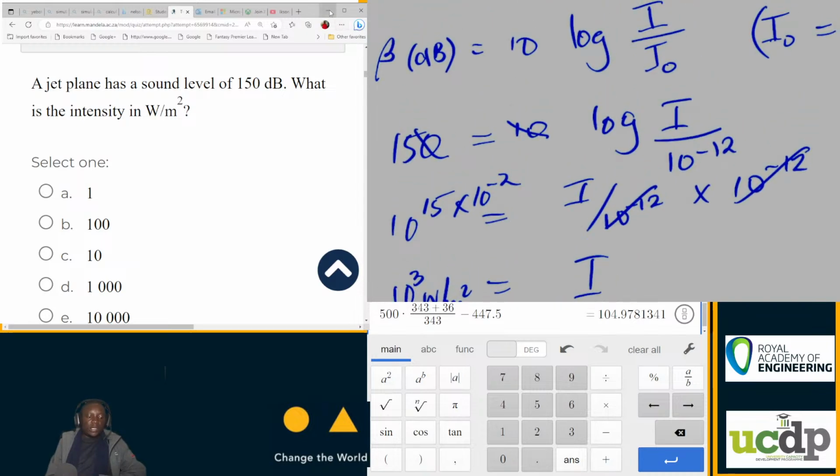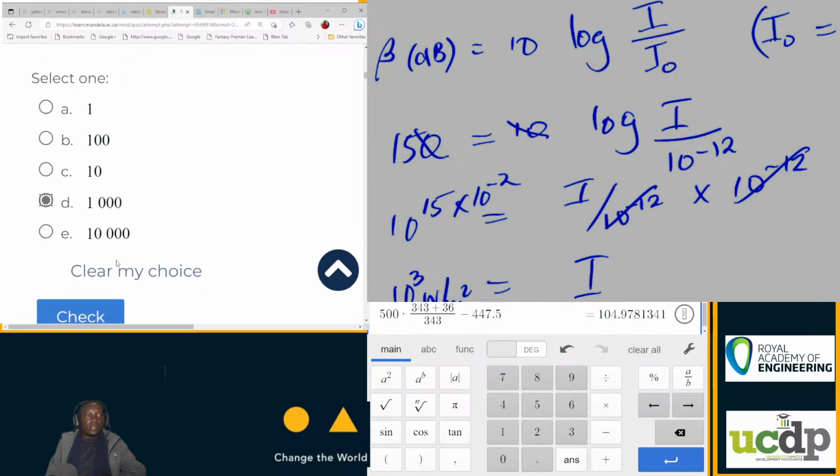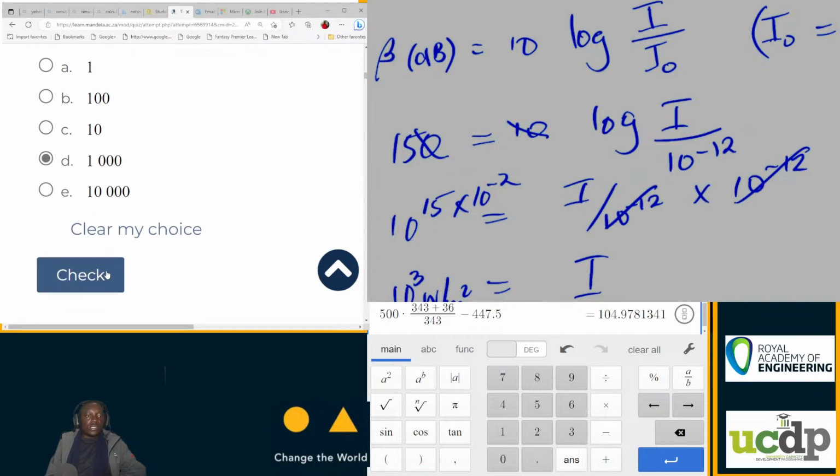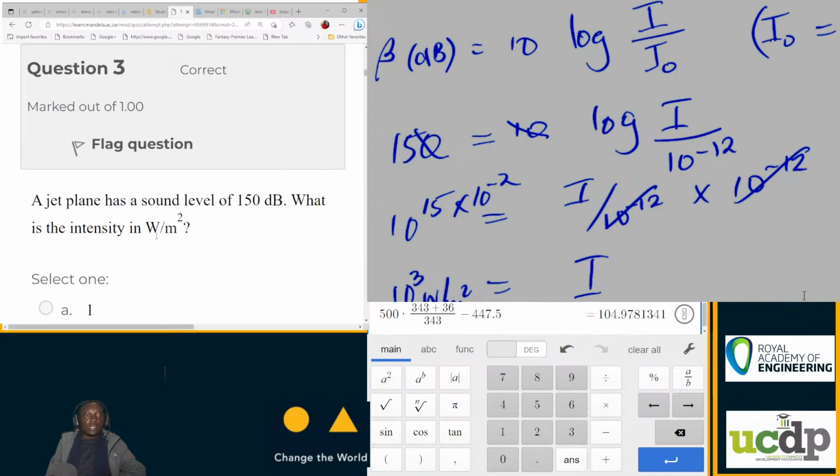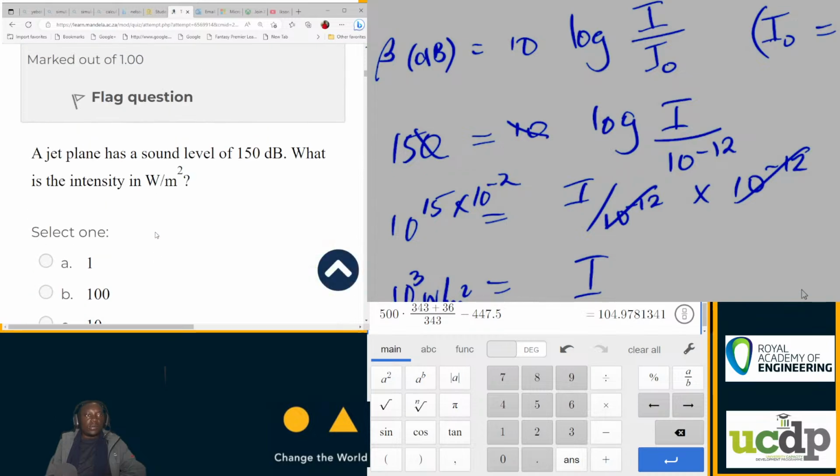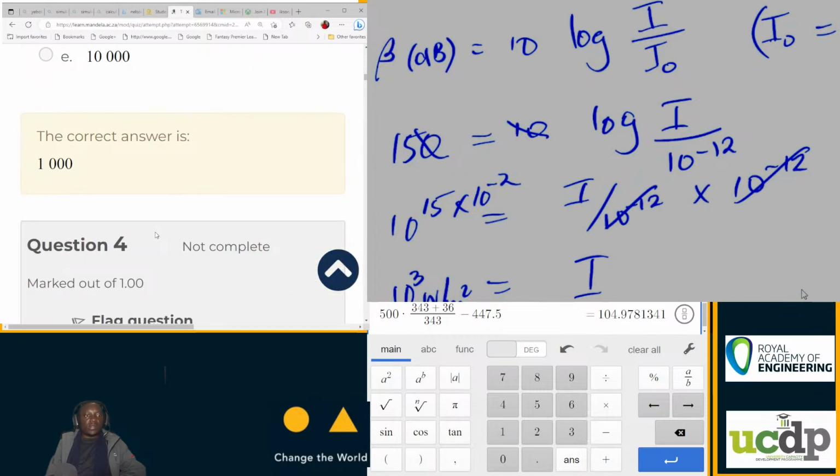So that expression for the sound level in dB is given by 10 log I over I naught, where I naught is the reference intensity given by 10 to the minus 12 watts per square meter. So that gives us that 1,000. You can check the choices there by just clicking check. That will tell you if that value is correct.